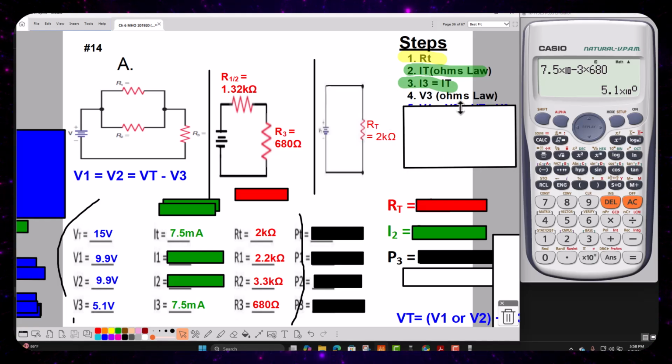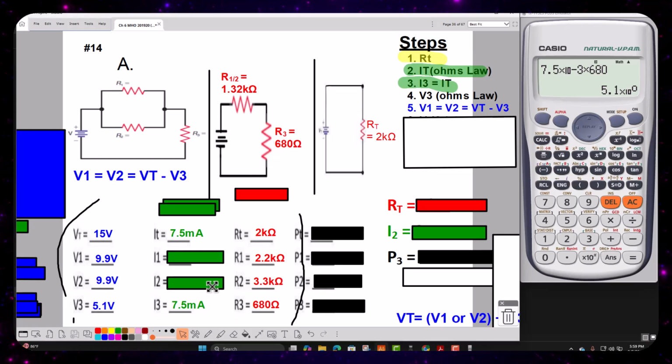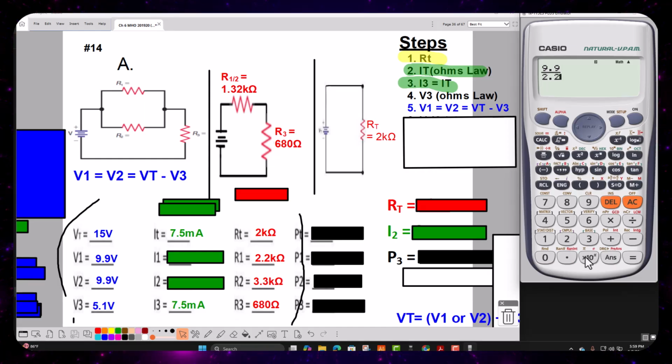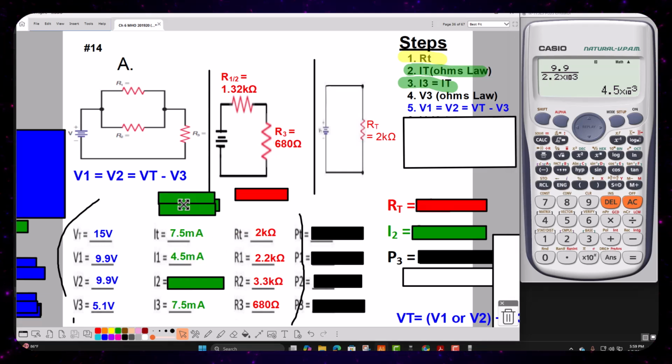So looking at my steps up here, I used Ohm's law to solve for V3. Then I understand that V1 equals V2, which equals VT minus V3. So that's how I got V1 and V2. Now I've got 2 out of 3 to solve for I1, and I've got 2 out of 3 to solve for I2. So I take my 9.9 volts divided by 2.2k ohms, and that tells me that I1 is 4.5 milliamps.